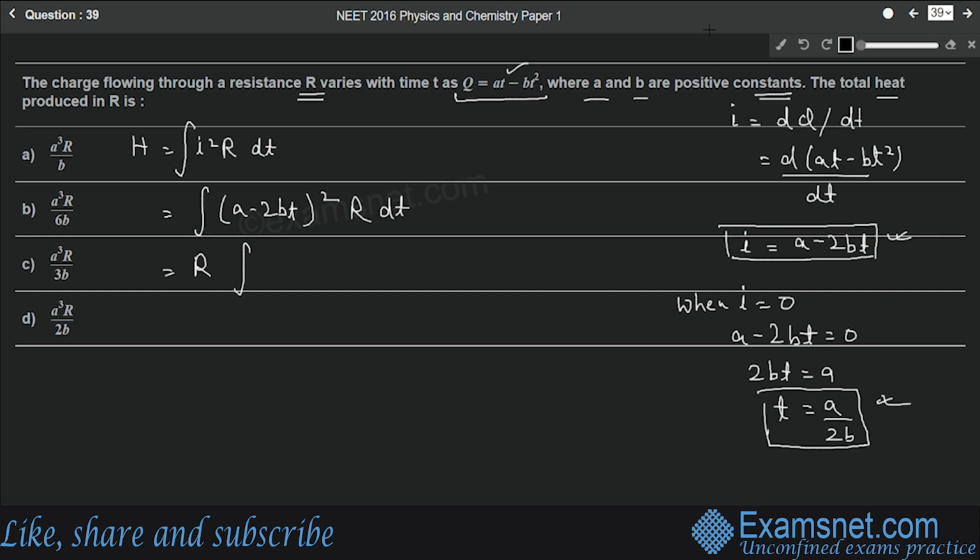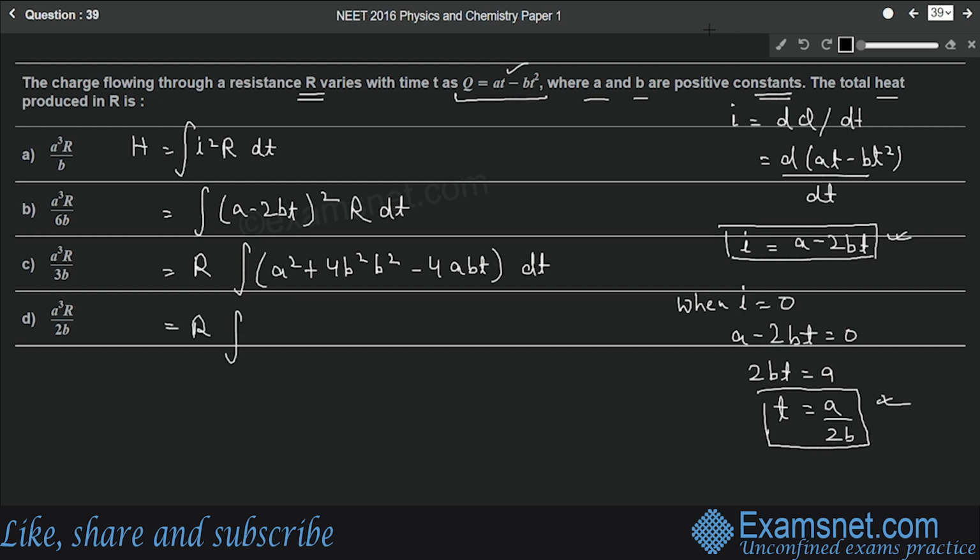So we'll use the formula (A minus B) whole square equals A square plus B square minus 2AB. According to that, we'll get A square plus 4B square T square, minus 4ABT, and dt here. So we have to integrate them. We can write them separately first.